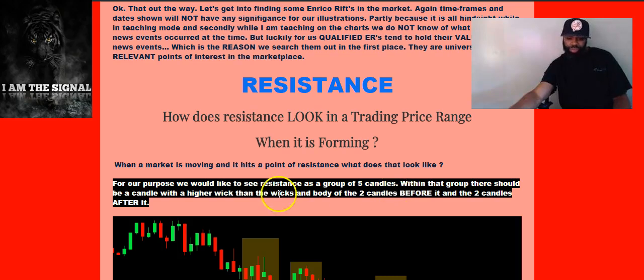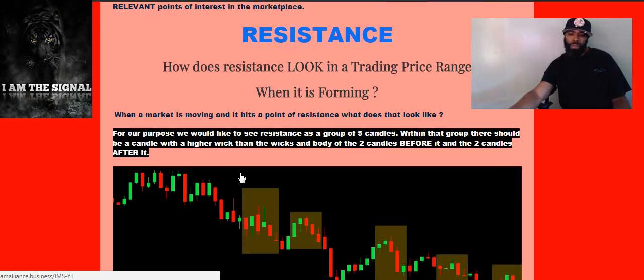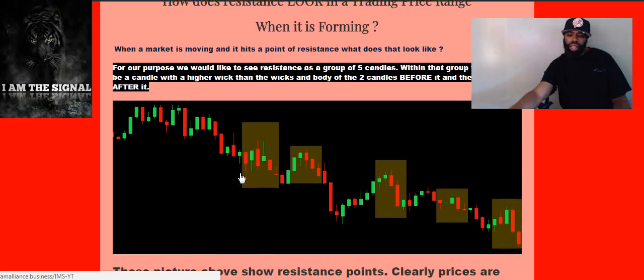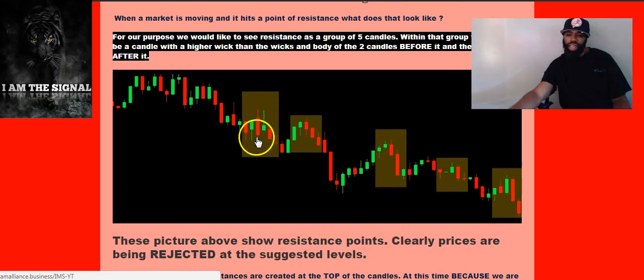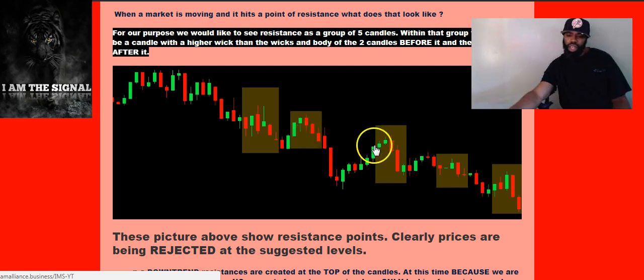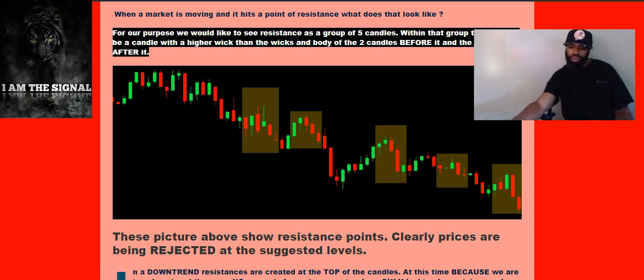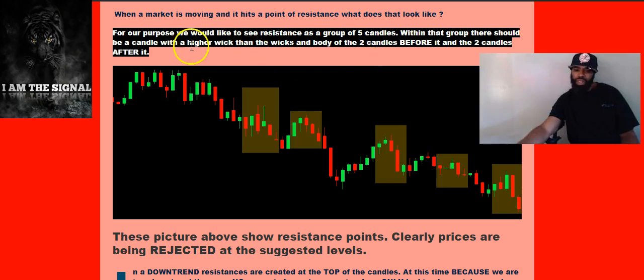But resistance, how does resistance actually look in a trading price range when it's forming? Let's look at that. When the market is moving and it hits a point of resistance, right? What does it look like? All right, I've got some pictures here. These shaded areas are showing resistance points, right? And let's give a definition really quickly for you, right? For our purpose, we like to see resistance as a group of 5 candles, right?